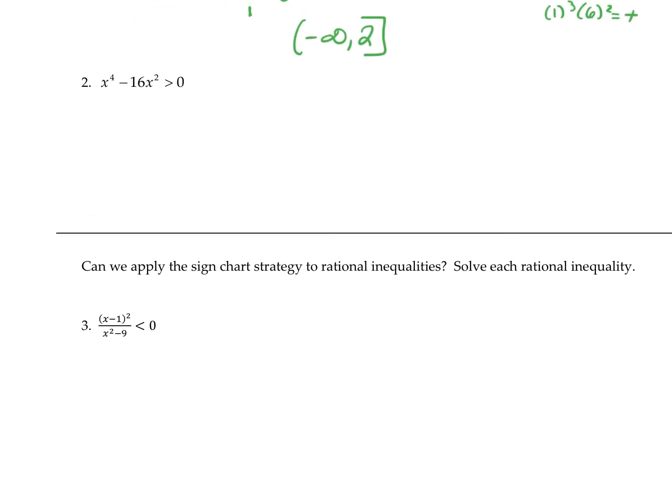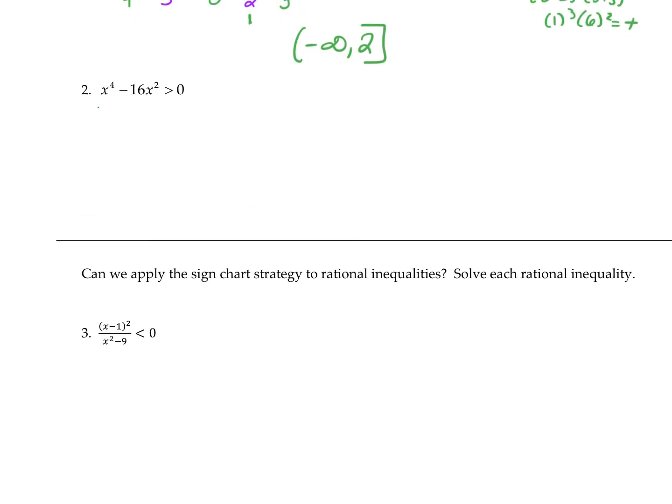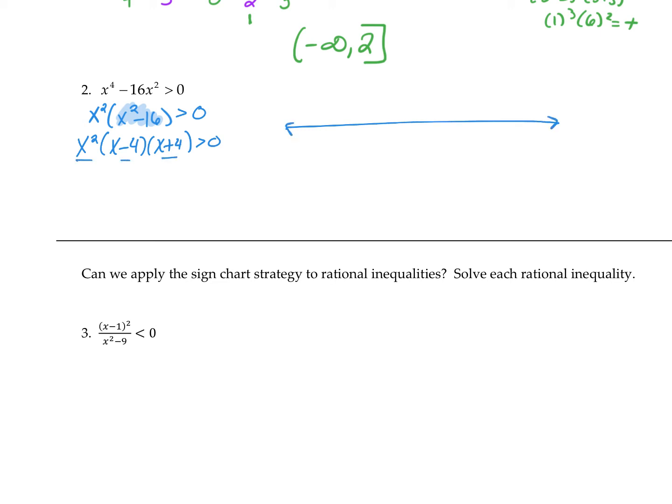All right, let's factor number 2 to start off with. So I can see I have a GCF of x squared. Then x squared minus 16 is a difference of perfect squares. So this is going to factor into x minus 4, x plus 4. So I can see my zeros are 0, 4, and -4.